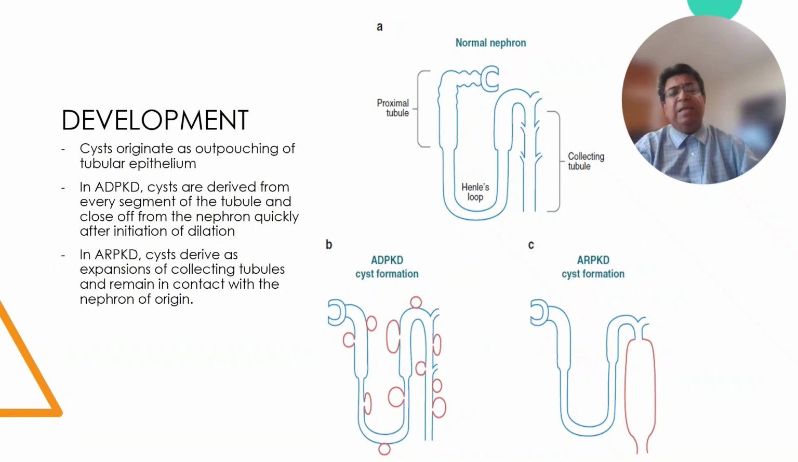So first thing is that cysts originate as outpouchings of tubular epithelium. In ADPKD, these cysts are derived from every segment of the tubule, and they close off from the nephron quickly after initiation of dilation. In autosomal recessive polycystic kidney disease, these cysts derive as expansions of collecting tubules and remain in contact with the nephron of origin.